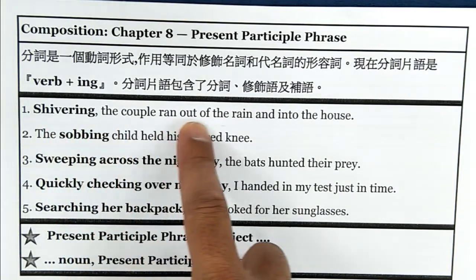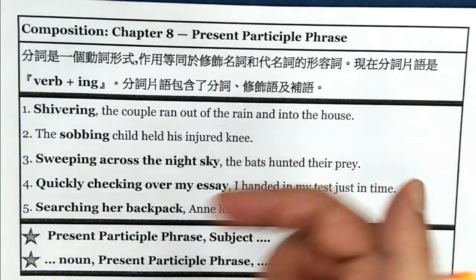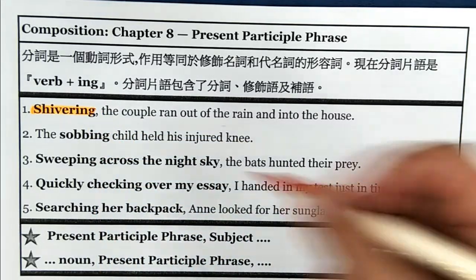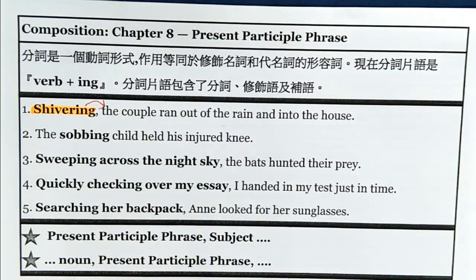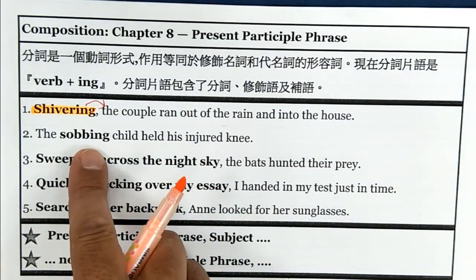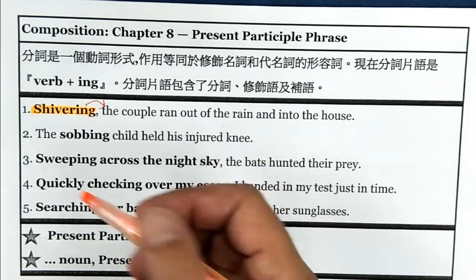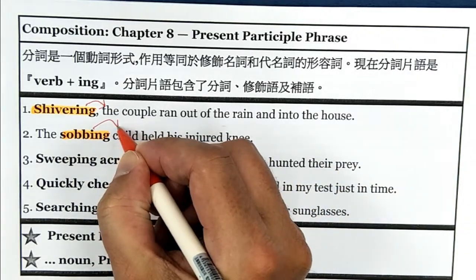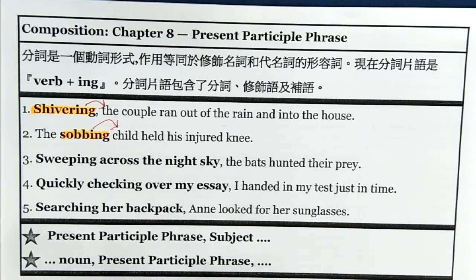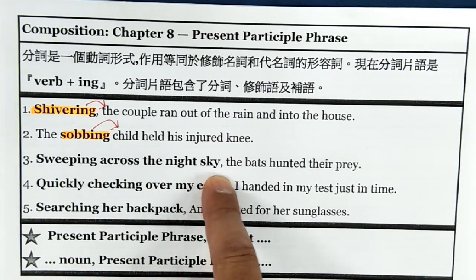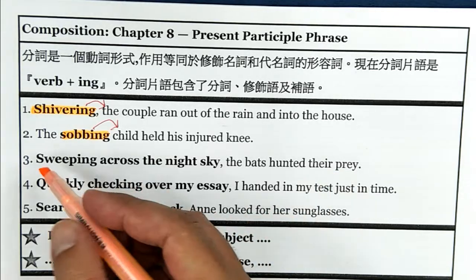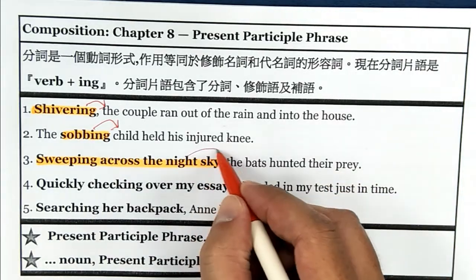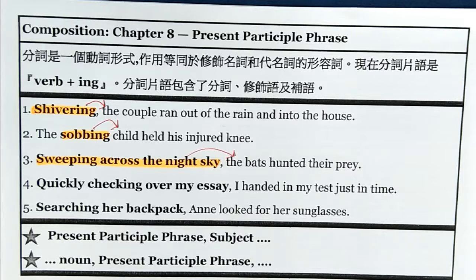Shivering, the couple ran out of the rain and into the house. Okay, well here we have shivering, verb plus ing, and that is describing the couple. The couple is shivering. Number 2, the sobbing child held his injured knee. Here's the verb ing, and that is sobbing. It's describing the child. Number 3, sweeping across the night sky, the bats hunted their prey. Well, here we have verb ing, sweeping across the night sky. Who is doing that? Well, the bats are. So it's describing the bats.